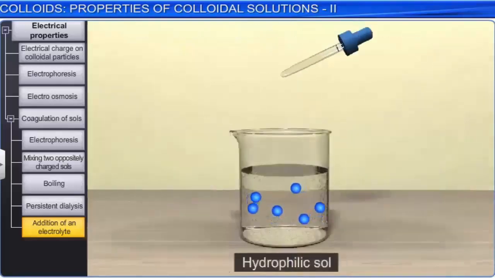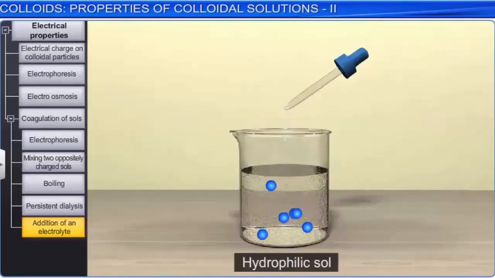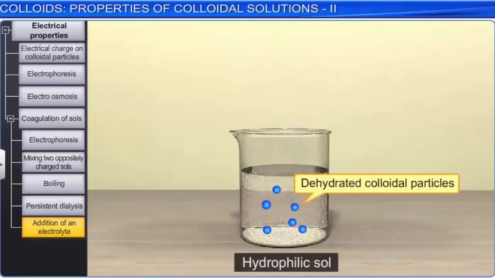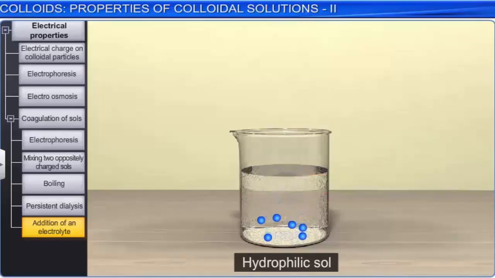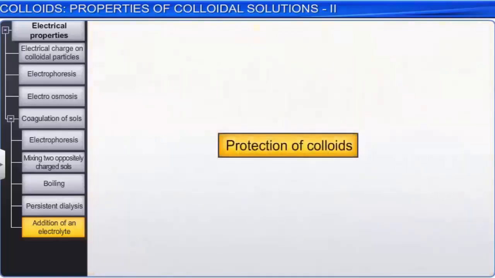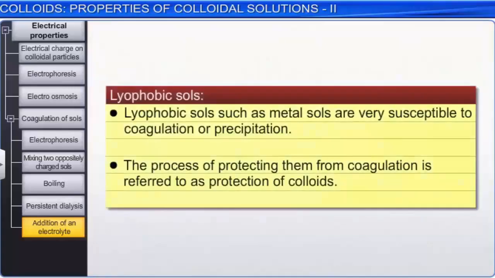When solvents like alcohol or acetone are added to hydrophilic sols, the colloidal particles get dehydrated. Under this condition, a small quantity of electrolyte is able to bring about coagulation of the hydrophilic sol. Let us now discuss the protection of colloids. You already know that lyophobic sols, such as metal sols, are very susceptible to coagulation or precipitation. The process of protecting them from coagulation is referred to as protection of colloids.